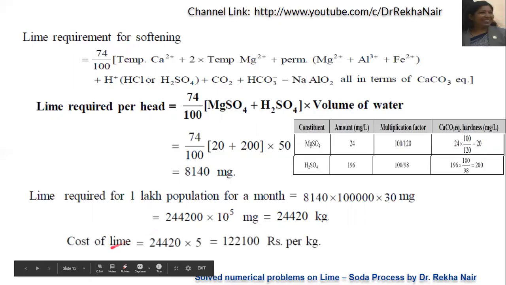If we want to calculate cost of lime, it is given as 5 rupees per kg. So there are 24420 kg of lime required for 1 lakh population for a month. So we can multiply directly with the cost of 1 kg. So it will come out to be 122,100 rupees per kg is the cost of lime.